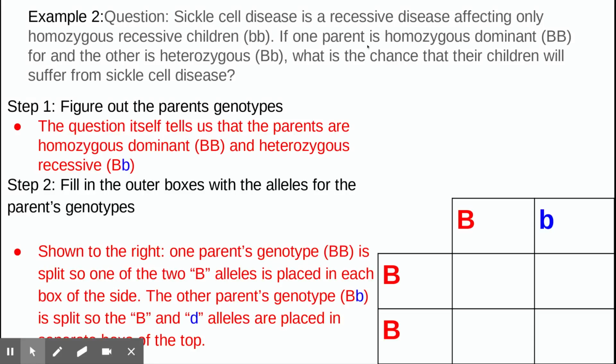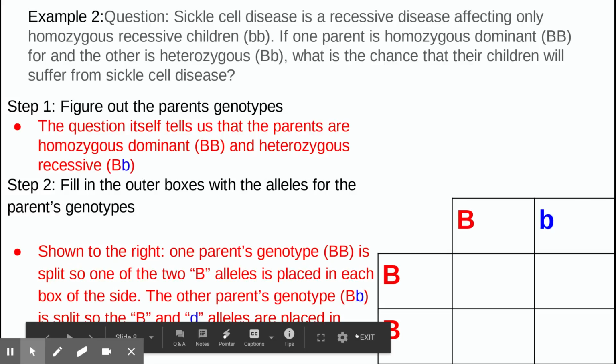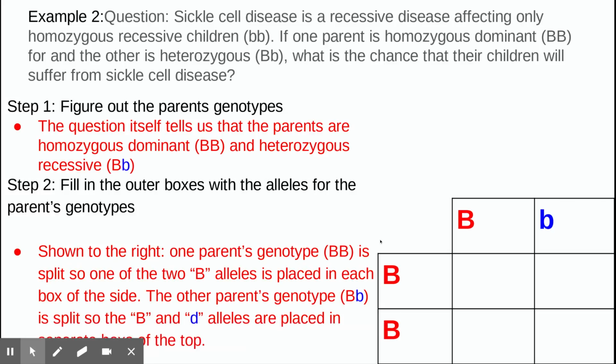Sickle cell disease is recessive, so you must be homozygous recessive, 2 lowercase b's, in order to be affected by that negative condition. Well, if one parent is homozygous dominant and the other is heterozygous, what's the chance their kid will suffer from sickle cell? All right, once again, step 1 is easy because the problem gives you that information. You know it off the bat. So we can go straight on to step 2 and start filling in these boxes.